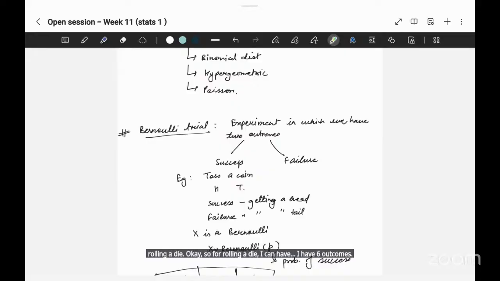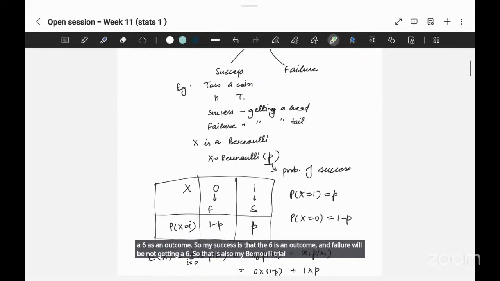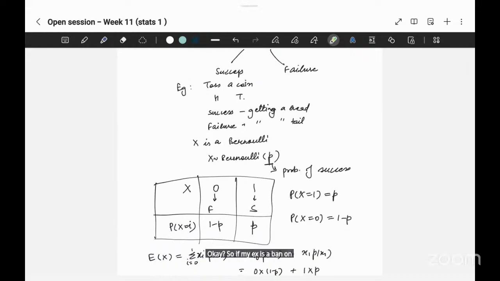But I'm saying that my X is a random variable, which is that I'm getting a six as an outcome. So my success is that the six is an outcome, and failure will be not getting a six. So that is also my Bernoulli trial. Okay, so if my X is a Bernoulli trial, then I denote it as X following a Bernoulli distribution with parameter P, where my P is basically the probability of success.